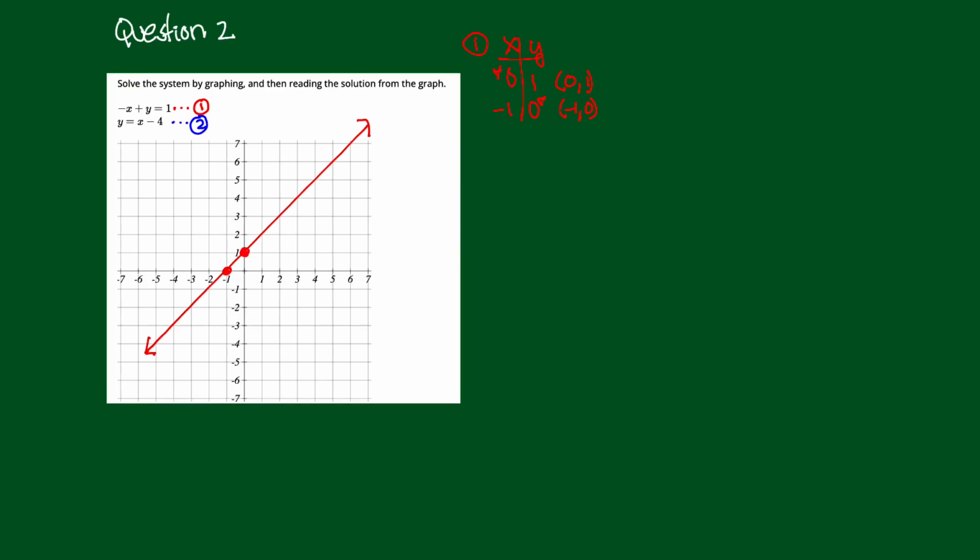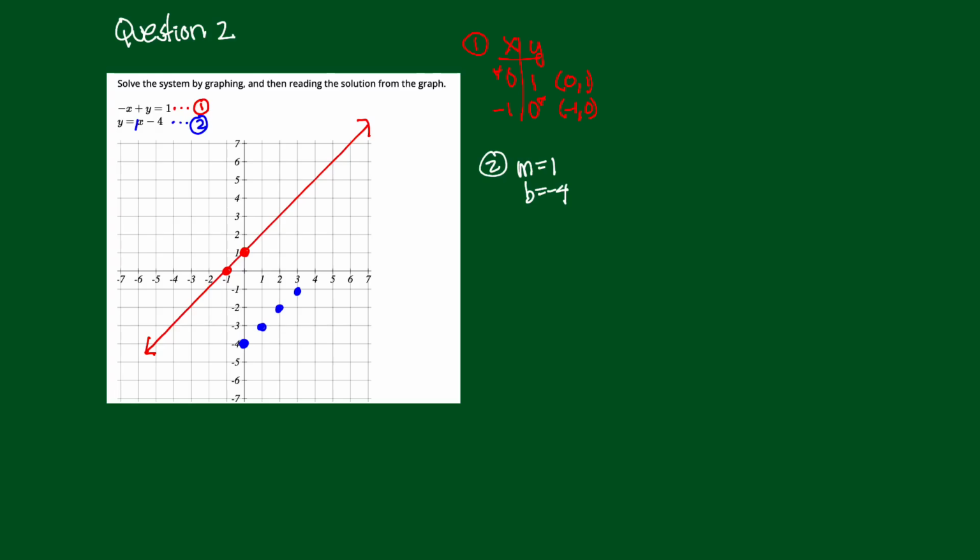Now for line 2, I notice it's in slope-intercept form, so y equals 1x minus 4. In line 2, the slope here is 1, and b is negative 4. So I'll plot those points. It passes through the y-axis at negative 4 and slope 1. So over 1, up 1, over 1, up 1, over 1, up 1. And before I go any further, it's starting to look like these lines are parallel.